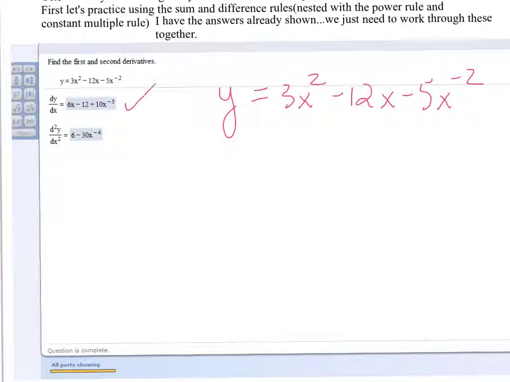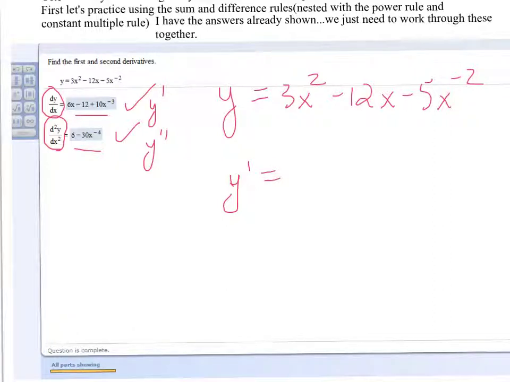It's telling us to find the first derivative and the second derivative, and I have the answer. This is the answers, so I already have those typed in. I just want to talk it through together. Remember that dy dx means in essence y prime, and remember that d squared y dx squared means y double prime. So we're going to be finding y prime and y double prime. All right, let's go ahead and jump in.